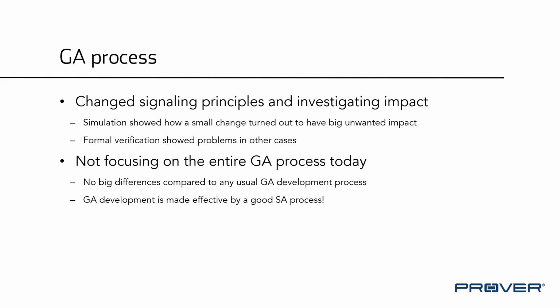This webinar hasn't focused on the entire generic application process so much. The process itself is not very different from a usual generic application development process. We firmly believe that a good generic application development process is to use a very good specific application process. You can test all the time what you're doing. And this includes doing continuously some simulation and some formal verification so that the design is changed early if it covers only 99% of the cases and not 100% as we want when we are doing serious software development.